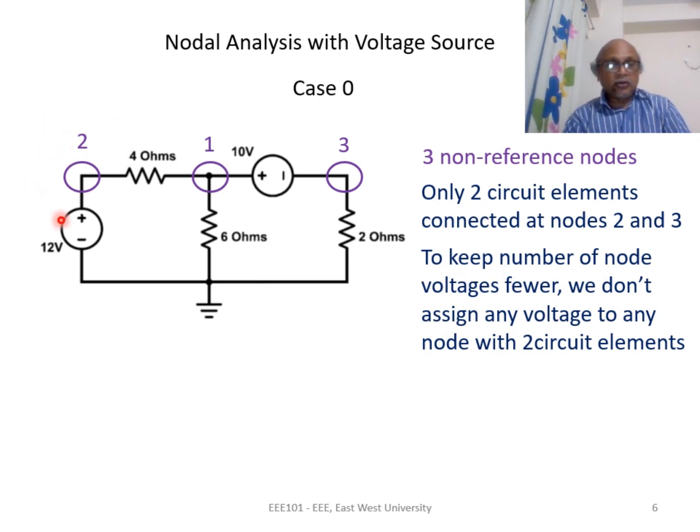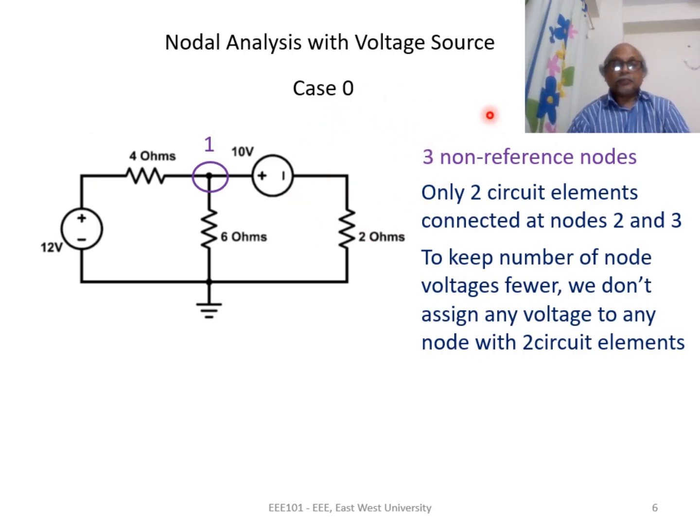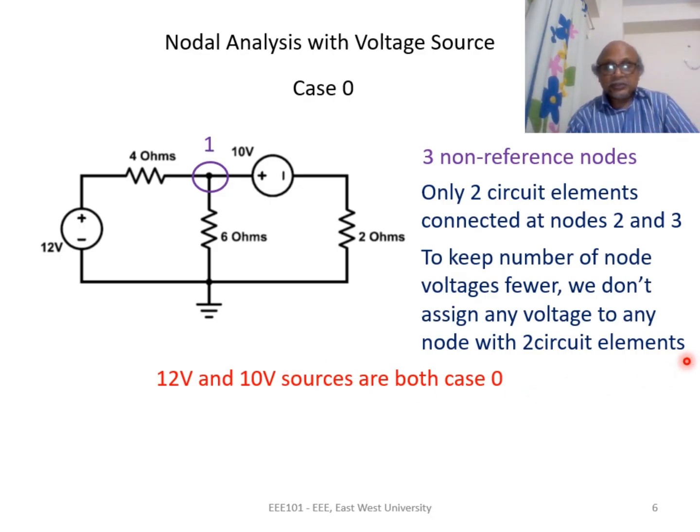So we will not assign any node voltage at node 2. We will not assign any node voltage at node 3. We remove those nodes. If we now look at this circuit, this 12 volt source is in series with 4 ohms between node 1 and reference. This is case 0. Similarly, this 10 volt source is in series with this 2 ohms resistance between node 1 and the reference. This is also case 0. Both the voltage sources are case 0 in this circuit.